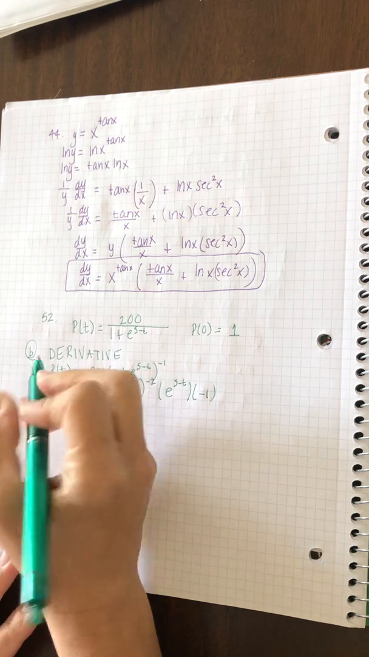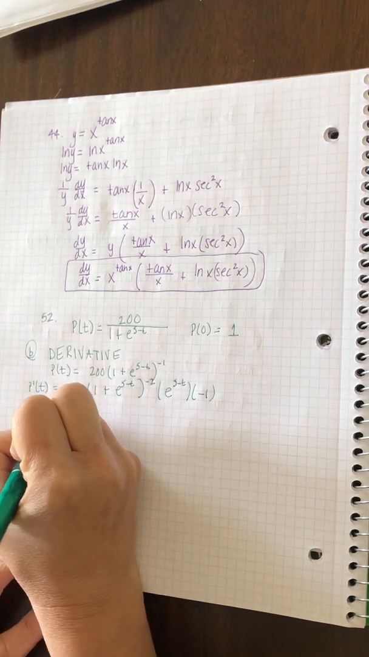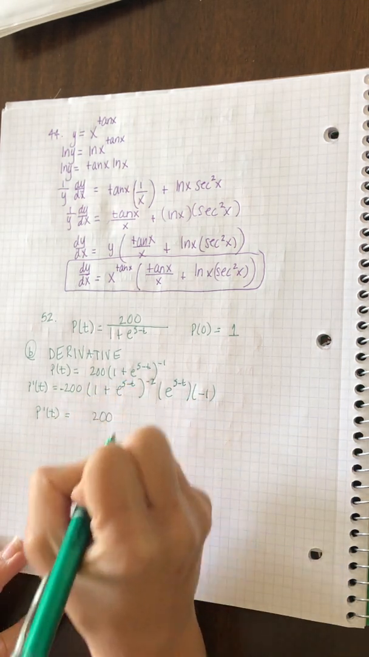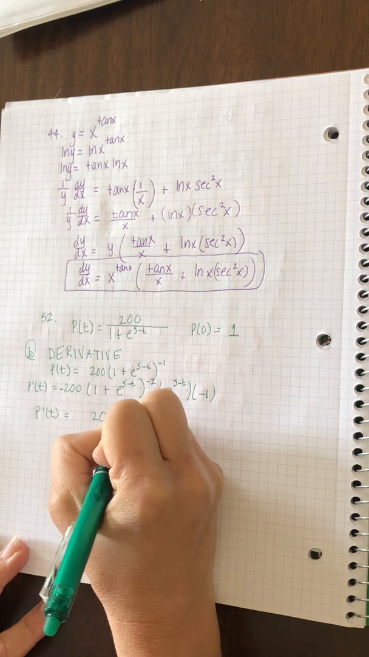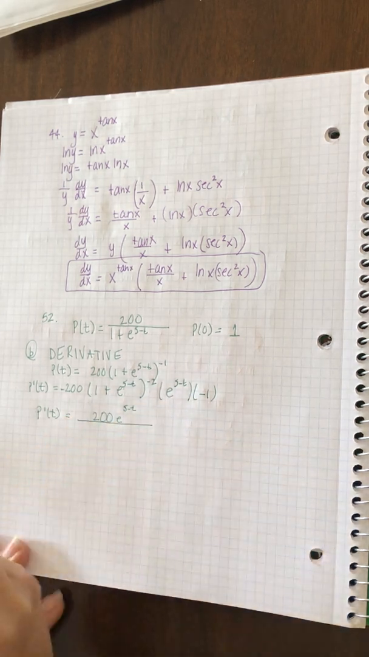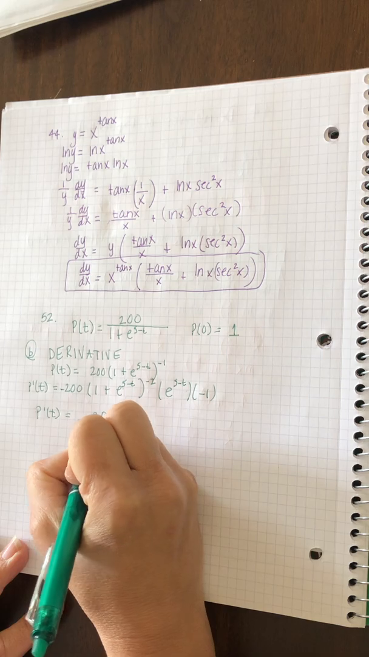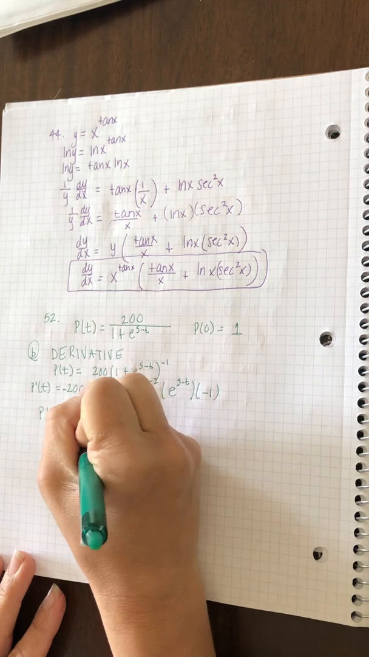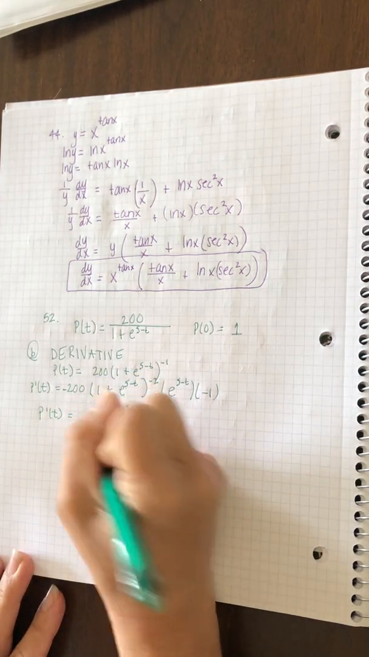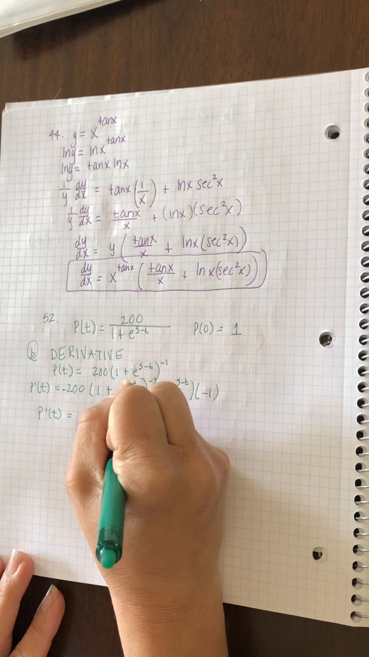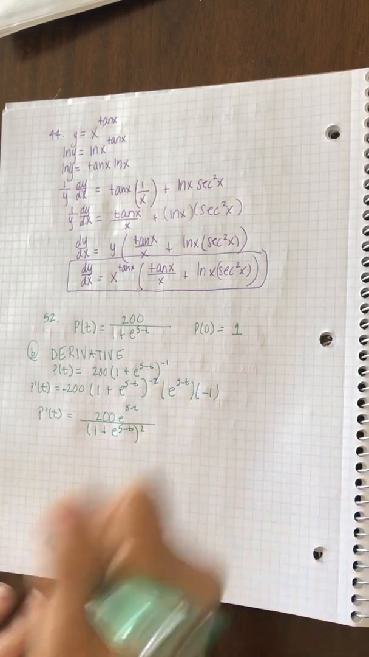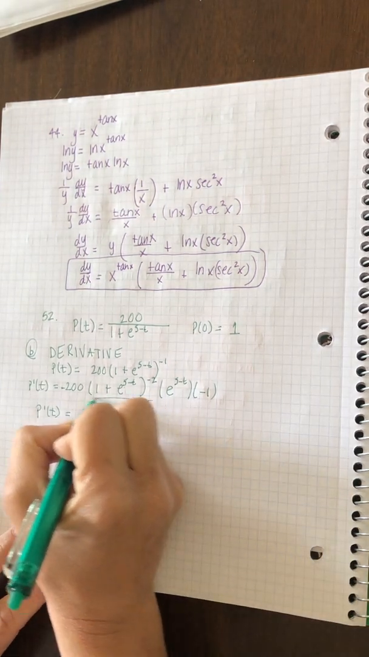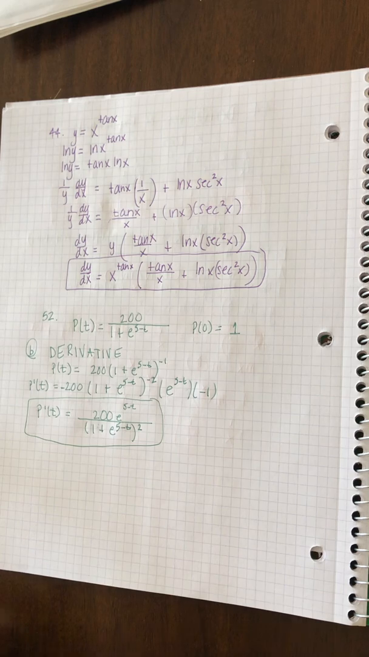Okay, so this is going to be negative, negative, positive. 200 e to the 5 minus t all over 1 plus e to the 5 minus t, squared. This is just kind of messy, I just want to clean this up a little bit. Okay, and that is indeed the derivative. You could have gotten the same exact thing using the quotient rule.